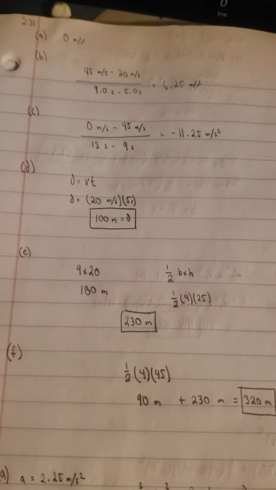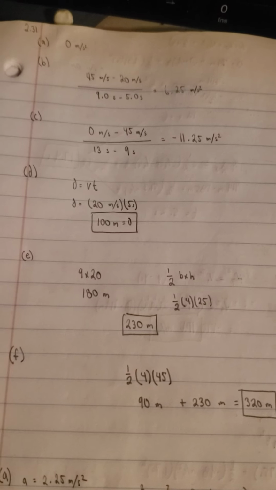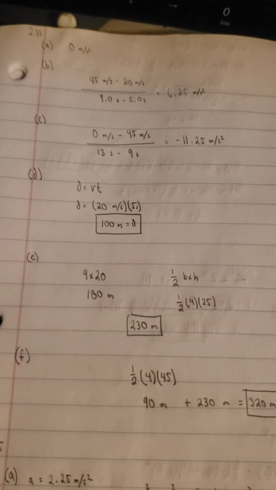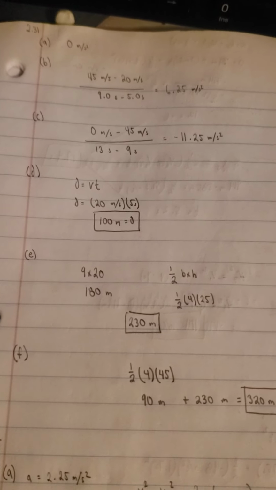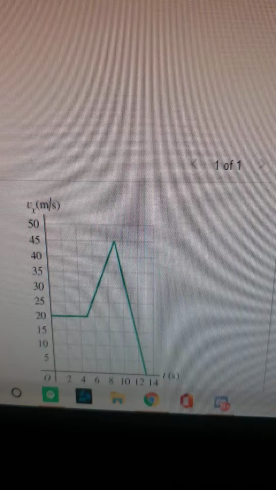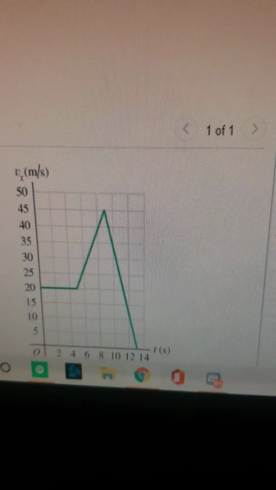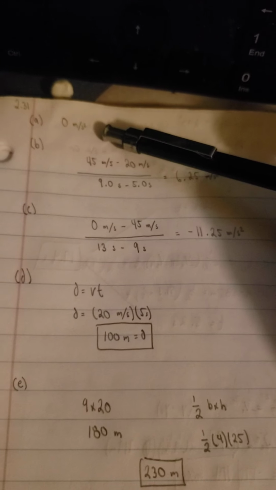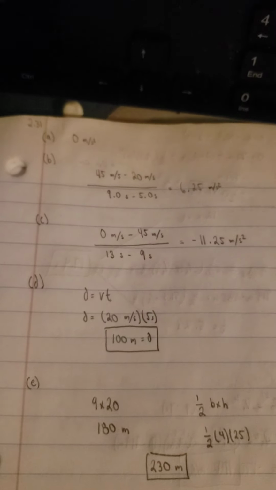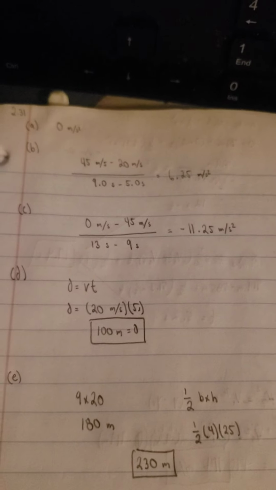I will be showing you how to work exercise 2.31. Part A of this exercise asks you to find the instantaneous acceleration at t equals 3 seconds. And from the graph right here, you're able to tell that the acceleration is 0 meters per second squared because the line was parallel to the x-axis.